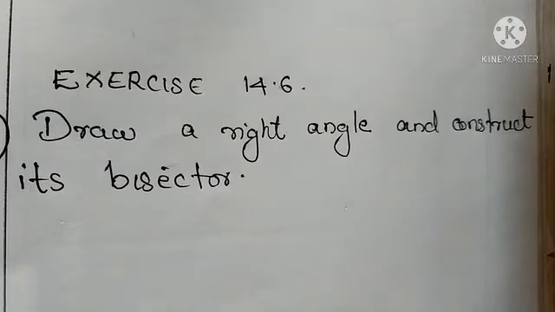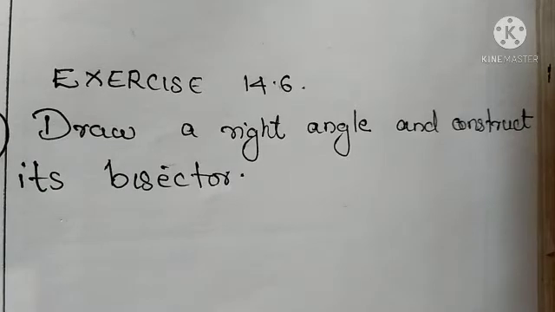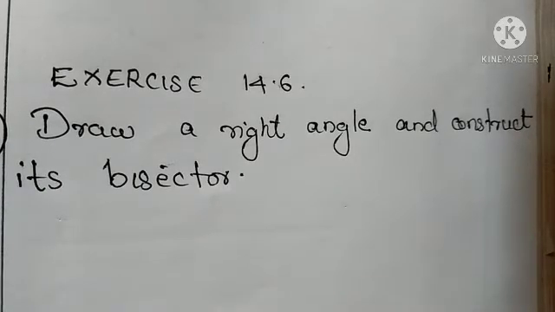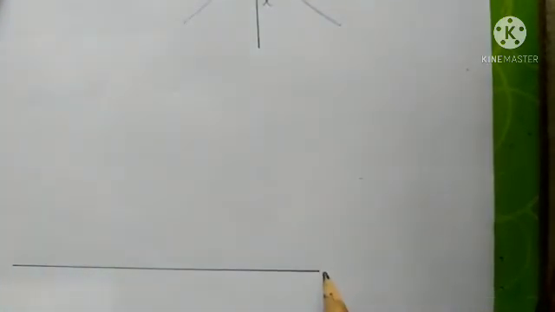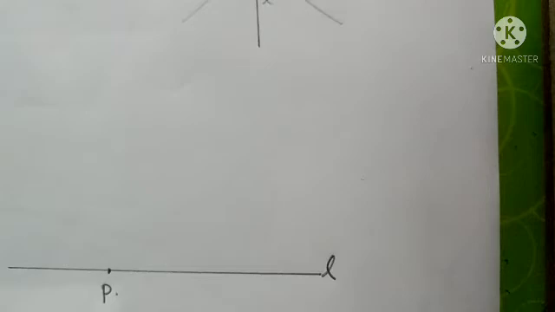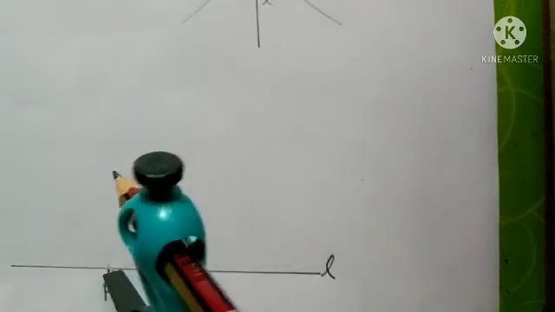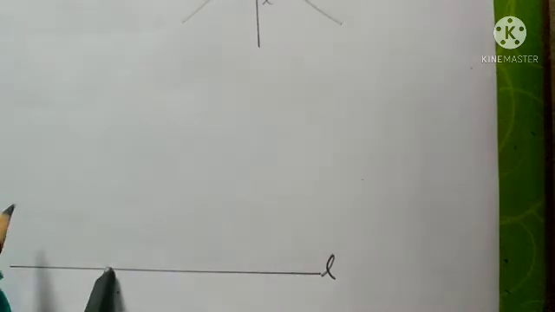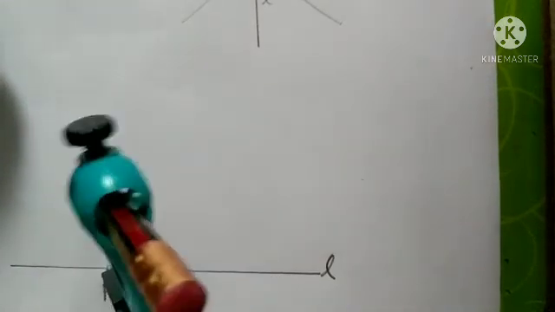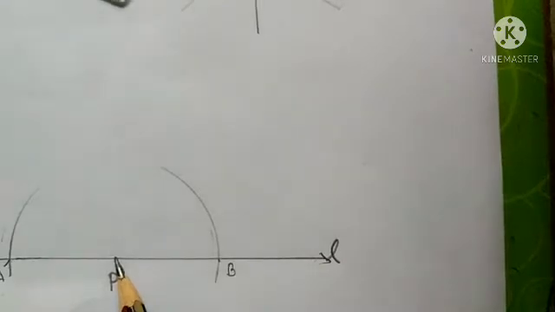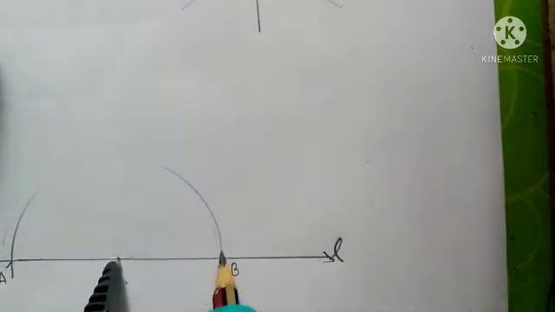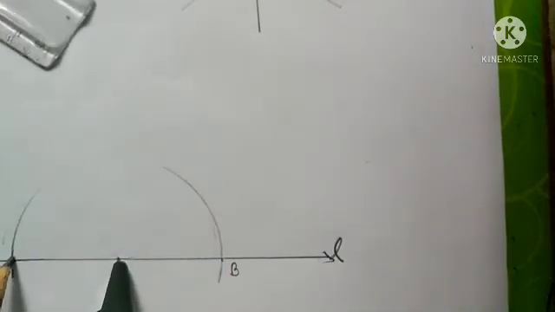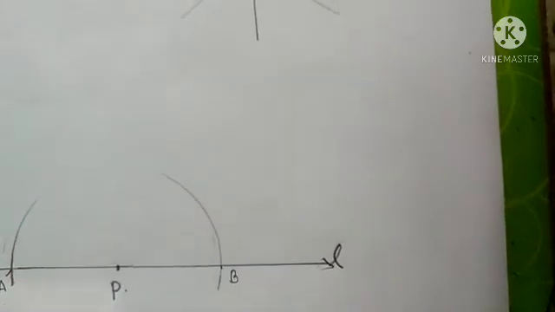Next question from exercise 14.6. Draw a right angle and construct its bisector. To draw a right angle, at first we draw the baseline L and mark a point P on it. So what are the steps to draw the perpendicular? Perpendicular will make the right angle. First, draw a line segment and mark a point P, and we draw arc like this or semicircle. It is cutting at A and B on this line L.